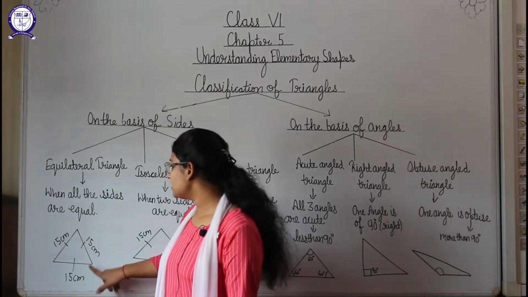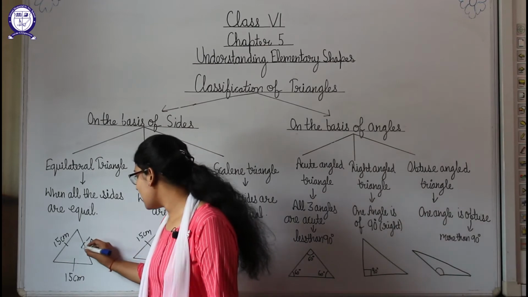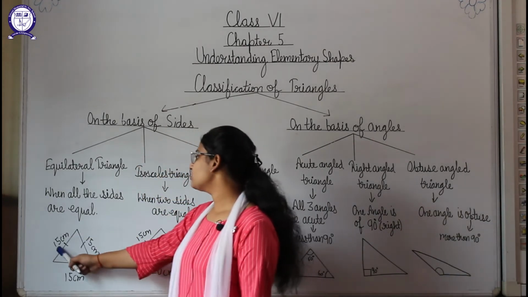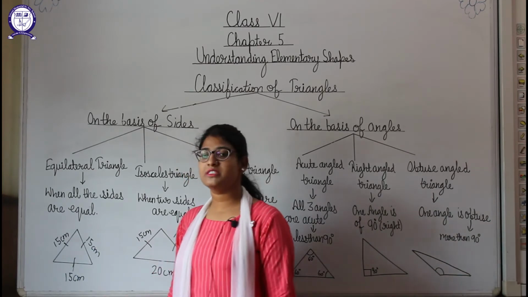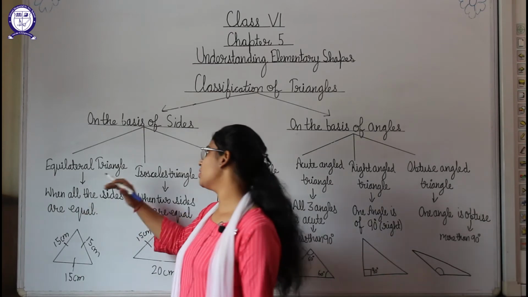Here you can see in this triangle all the sides are equal, and to show that they are equal I make this symbol here. It means these 3 sides are equal, and also they are of 15, 15 and 15 centimeter. It means it is an equilateral triangle as all the sides are equal.